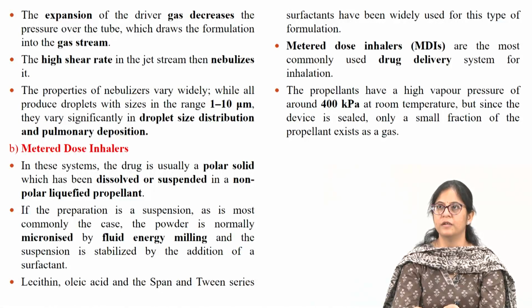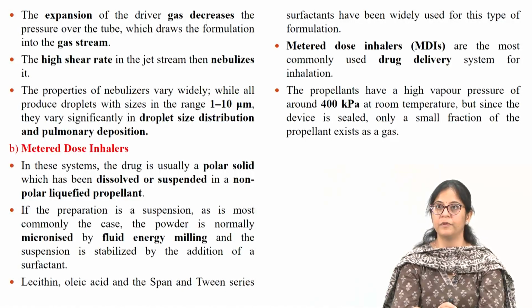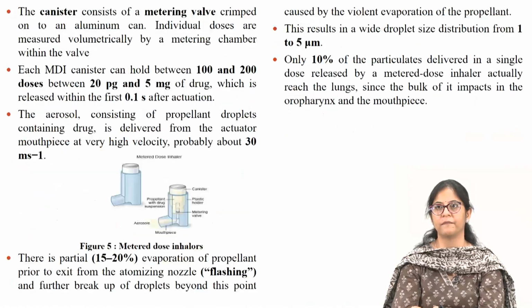The metered dose inhalers are the most commonly used drug delivery system for inhalation. The propellants have high vapor pressure of around 400 kilopascals at room temperature, but since the device is sealed, only a small fraction of the propellant exists as a gas.